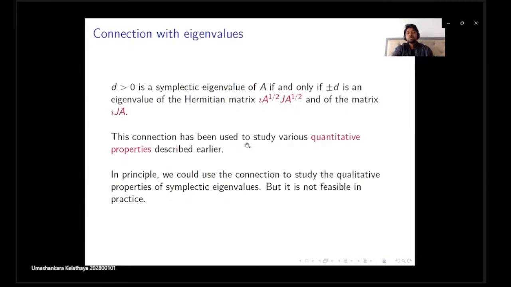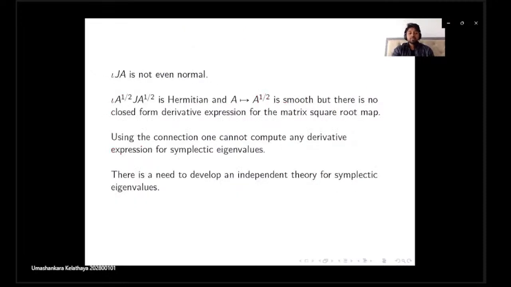So in principle, we could also use this connection to study the qualitative properties of symplectic eigenvalues that we are interested in, but it turns out this approach is not feasible in practice. For one thing, if you treat symplectic eigenvalues of A as eigenvalues of this matrix, we know that this matrix is not even normal, and there is no rich theory for eigenvalues of non-normal matrices. So this approach doesn't give us much.